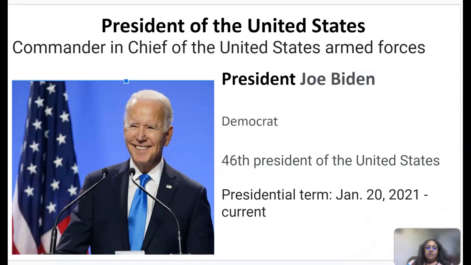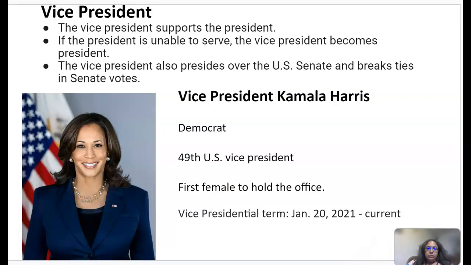The President of the United States, Commander-in-Chief of the United States Armed Forces, President Joe Biden. He is a Democrat. He is the 46th President of the United States. His presidential term began January 20th, 2021, and it is currently still continuing.